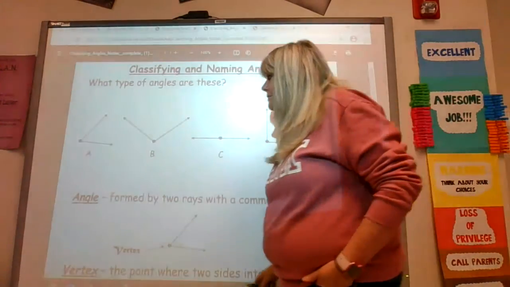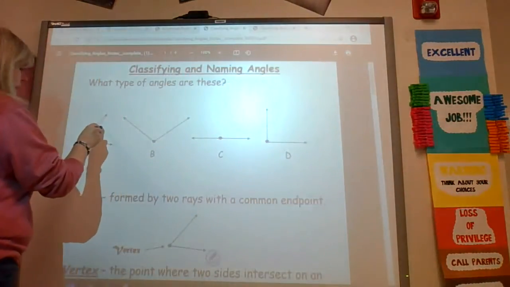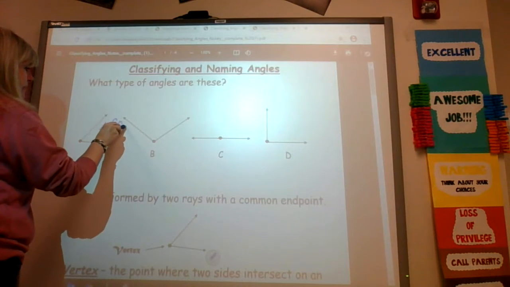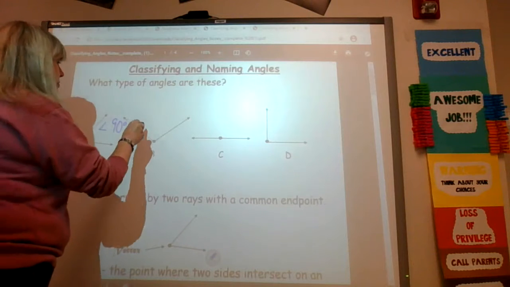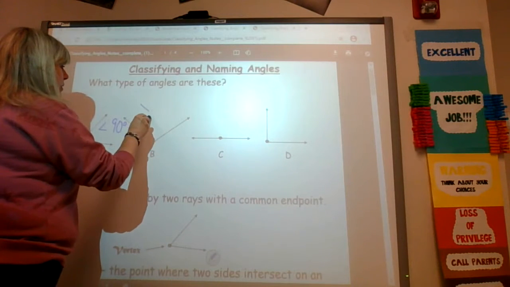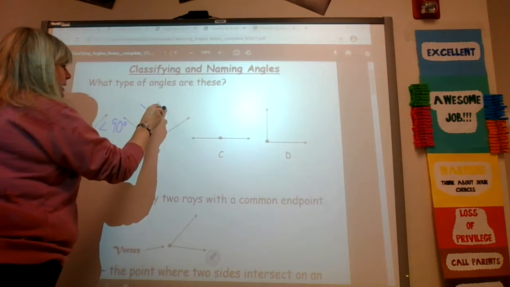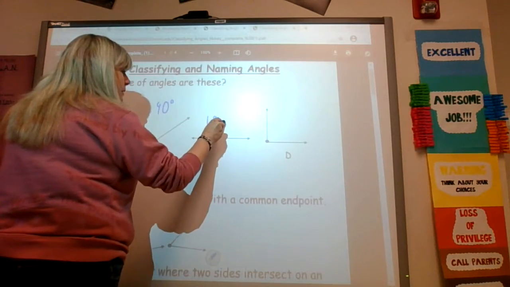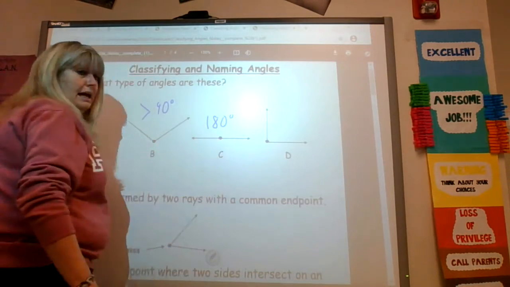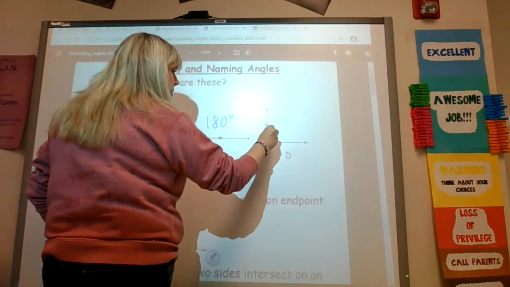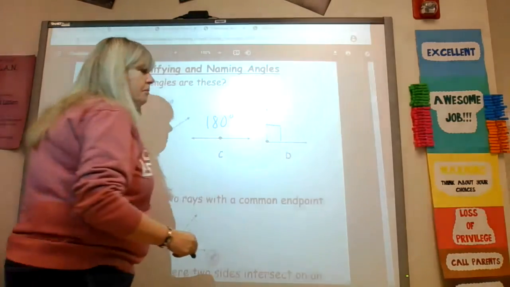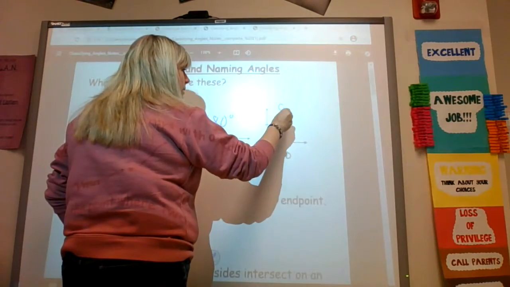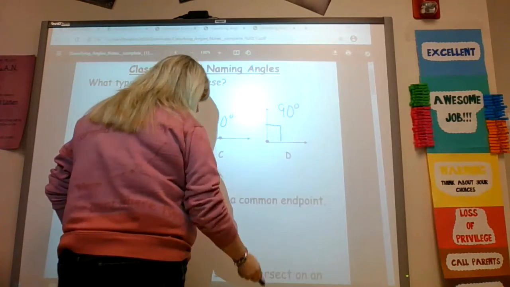So I'll write these down. Acute is less than 90 degrees. Obtuse is greater than 90 degrees. A straight is 180 degrees. And a right angle, and a lot of times they'll even give you a heads up and put that little box right there to show you that it is exactly 90 degrees.